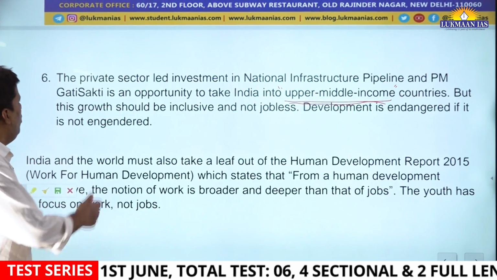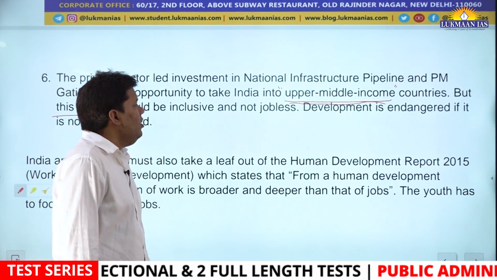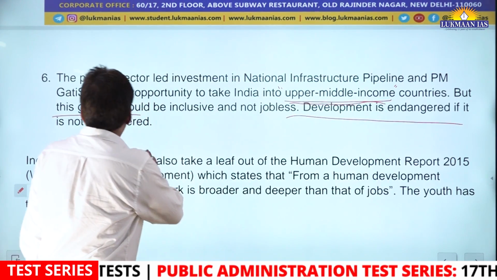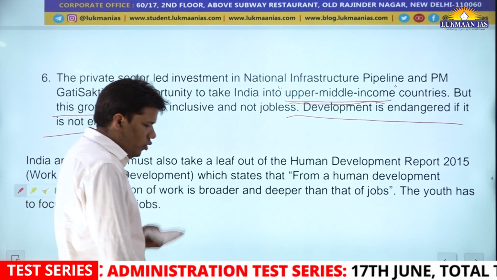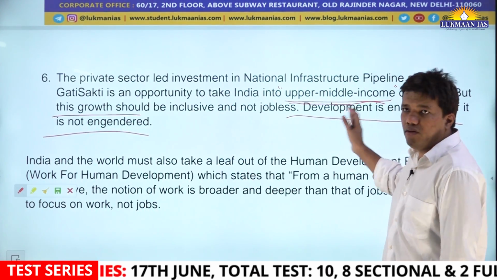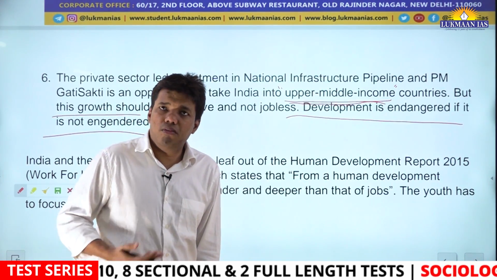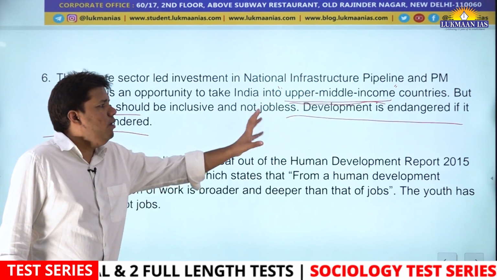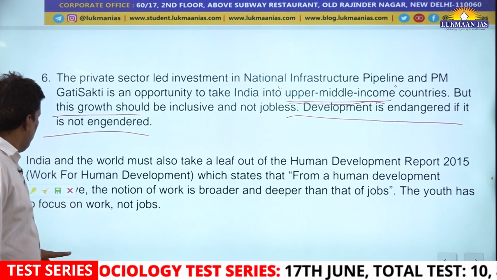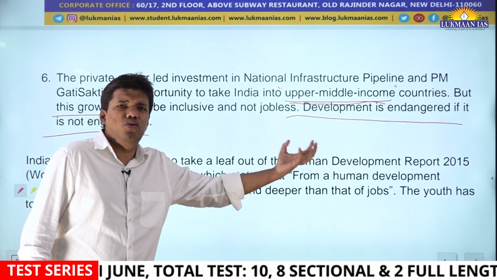Okay. So what we are trying to say, this growth due to infrastructure should be inclusive and not jobless. Development is endangered if it is not inclusive. See, this was also your essay topic. Now it came naturally. It is not just some copy paste. Once you have read those reports, when you have gone through the essay topics, those ideas will automatically connect in an answer. So you have to decide what kind of statement you are going to use in your answer.